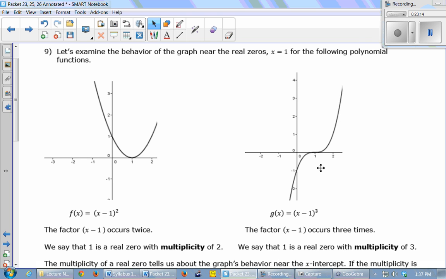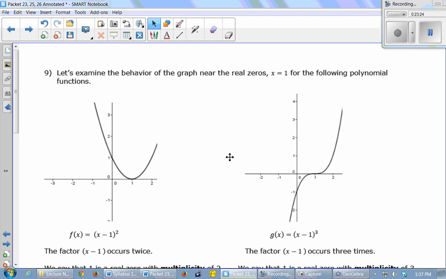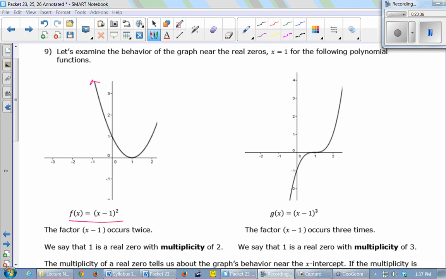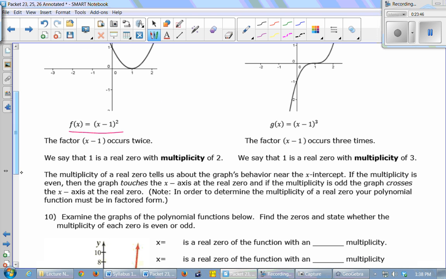Okay, so let's look at the end behavior of the graph near the 0, x equals 1, right? So if I look at my graph on GeoGebra, okay, so here I've graphed f of x equals x minus 1 squared, right? This is my function, which is the graph of x squared shifted 1 to the right. Okay, so if I just zoom in on this x minus 1, right? The factor x minus 1 occurs twice, right?